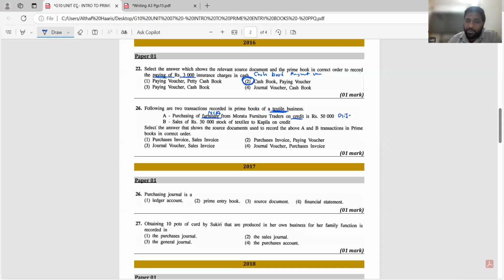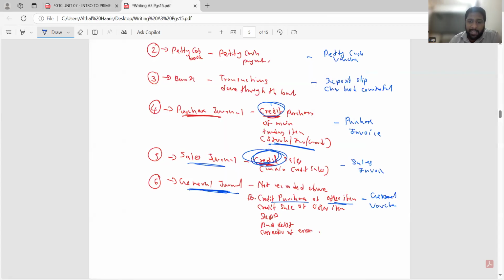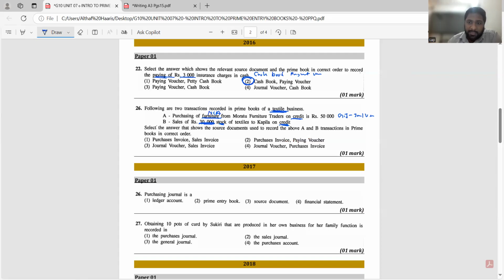General journal, what's the source document? Journal voucher. General journal voucher or journal voucher. Next one. Sale of 30,000 worth stock. Stock sale, main sale on credit basis. Credit basis, sales journal. Sales invoice. Sales journal, SJ, source document, sales invoice.